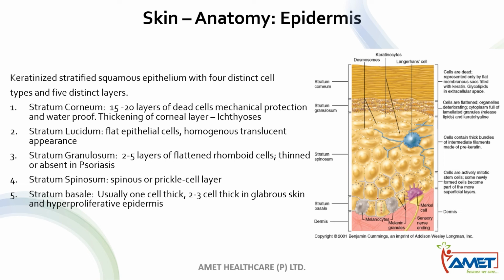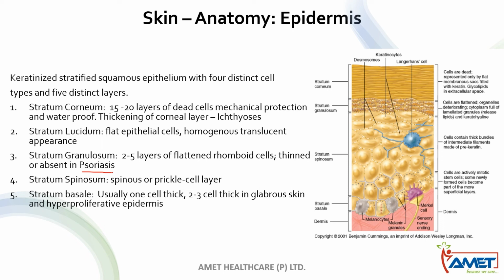Stratum corneum is 15 to 20 layers of dead cells. Its function is protection and waterproofing. Stratum lucidum is found in only some areas of the skin. It is flat epithelial cells with a homogeneous translucent appearance. Stratum granulosum is 2 to 5 layers of flattened rhomboid cells. It is generally thin or absent in psoriasis.